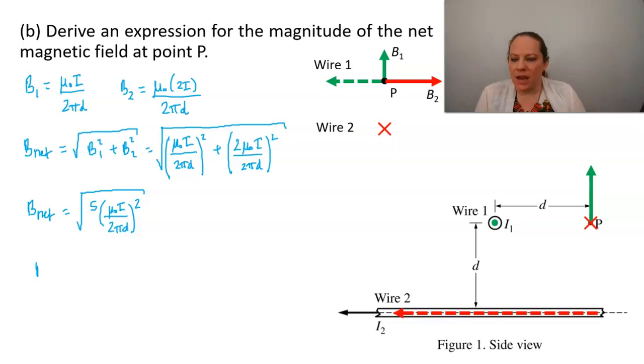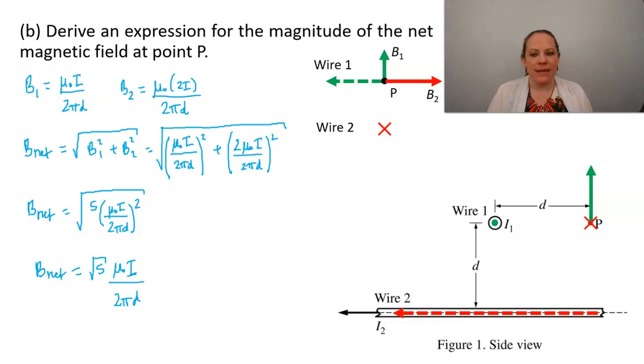So we are going to end up then with the square root of 5 times mu naught I over 2 pi d. Clean up that d just a little bit and make it a little bit easier to read.